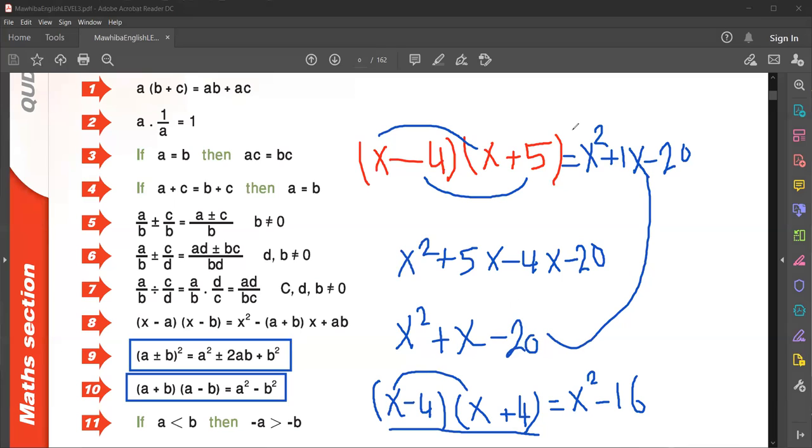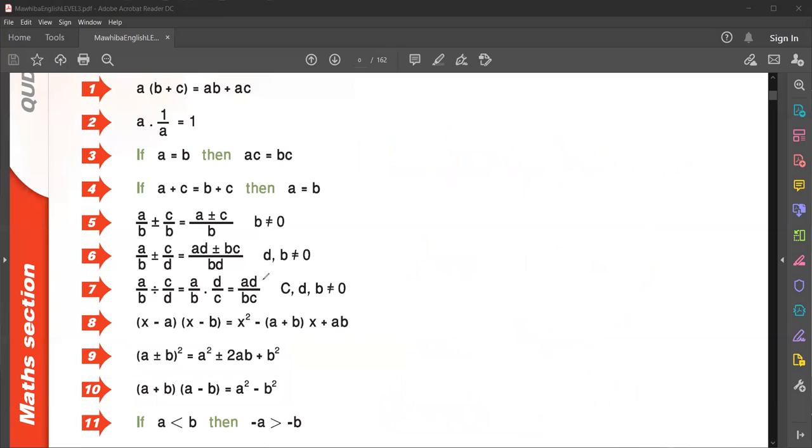Okay, now we will go to the questions. What about the last one? The last one here, if you multiply it by negative, you change the sign. A less than B, when you multiply it by negative, it is minus A greater than minus B. You change the sign. Do you see?